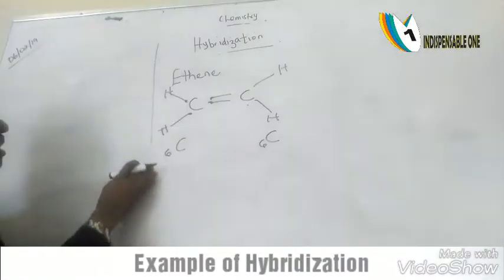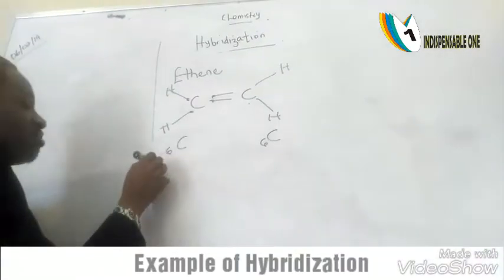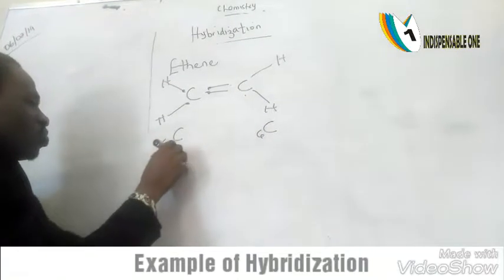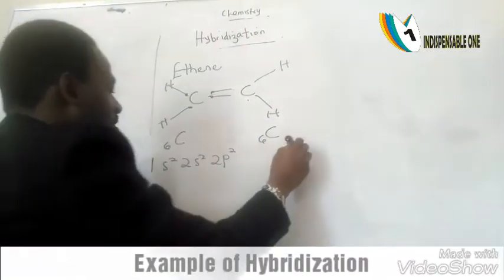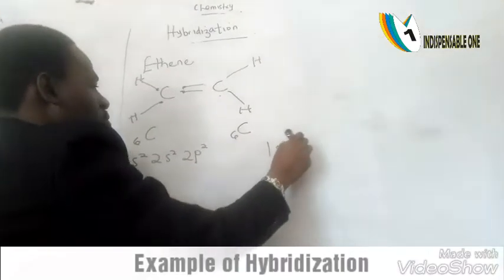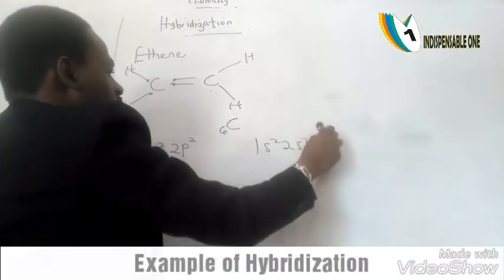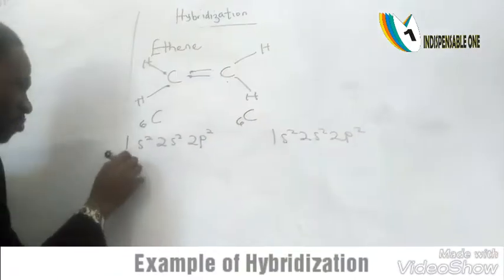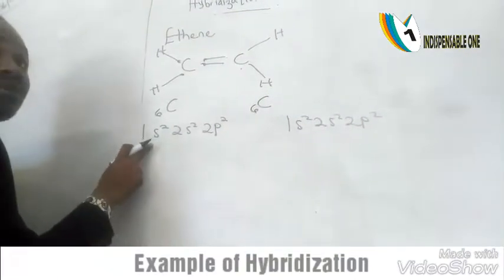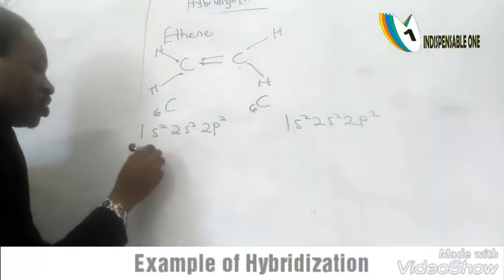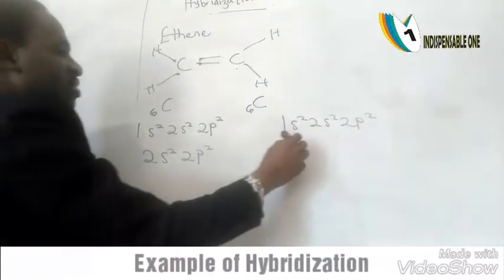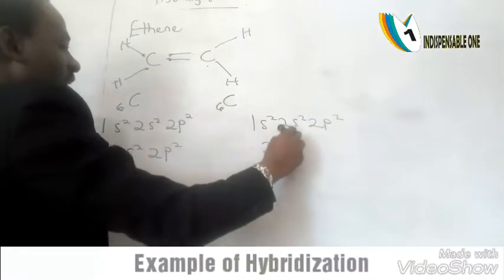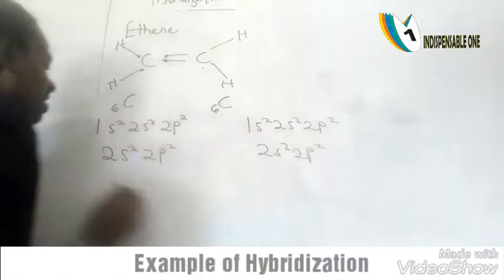The next step is to write the electronic configuration. You have 1s2, 2s2, 2p2. We write for this as well 1s2, 2s2, 2p2. Then the lower energy atomic orbitals will not be involved in the hybridization. You have 2s2, 2p2. This is the ground state.